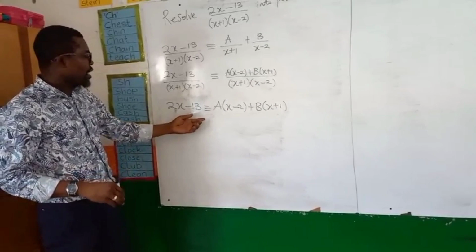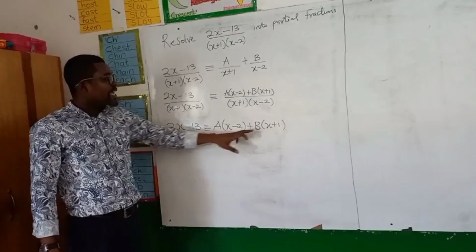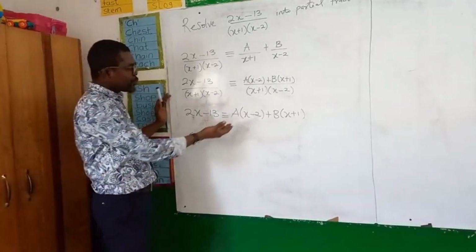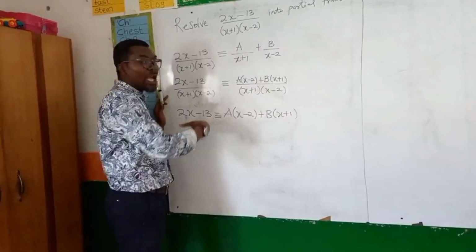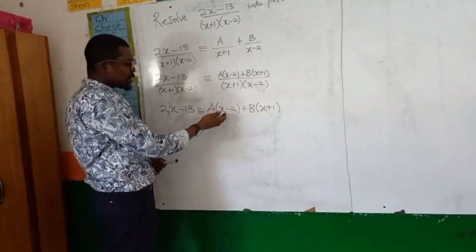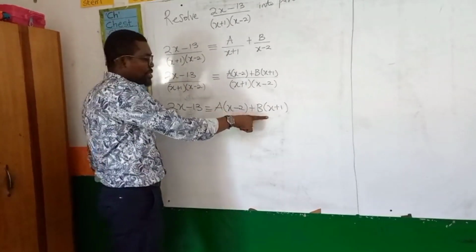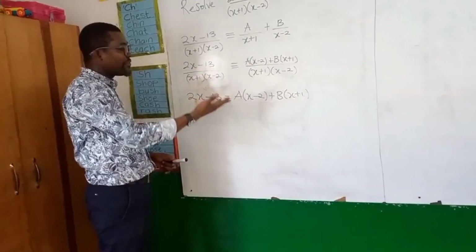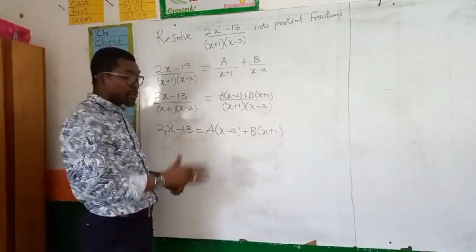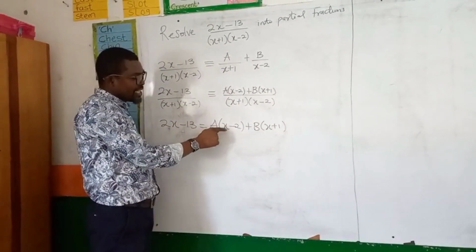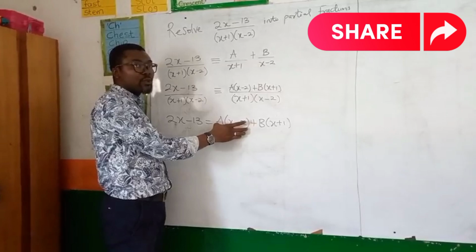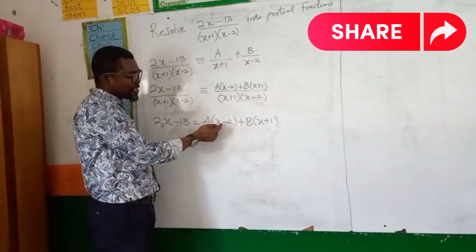Alright, so now I'm looking for the constants a and b to replace this a and b here. How do I do that? If you look at this clearly, one way is for me to eliminate one of the variables. So I have x minus 2, x plus 1. So I can decide to eliminate a or b. For this particular example, I'll decide to eliminate a first. You will see that I am looking for a value that when I replace here, it will change this whole expression to 0.